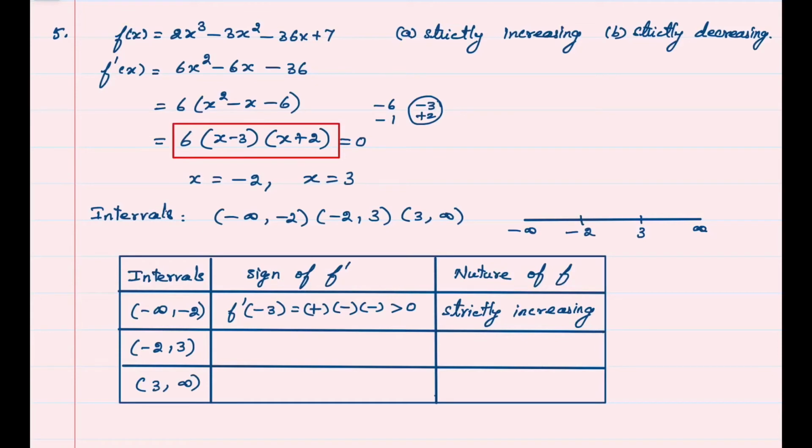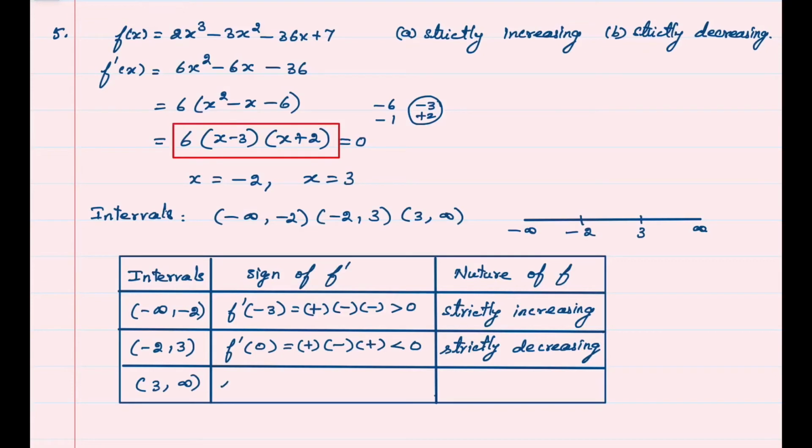Now let us check for the second interval. F dash of, we will take a value from the second interval. Let us use 0. Substitute in the factorization step. 6 is positive, 0 minus 3 is negative, 0 plus 2 is positive. Therefore, the product will become less than 0. Therefore, f strictly decreases in this interval.